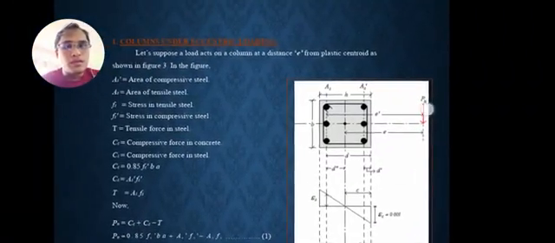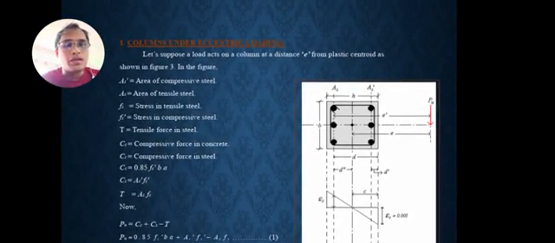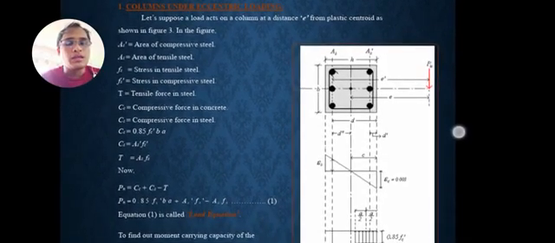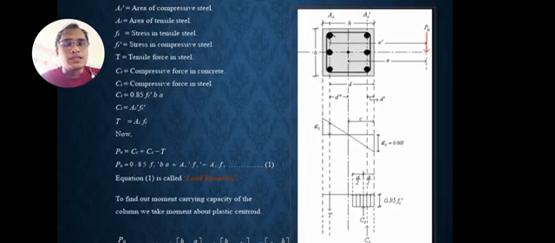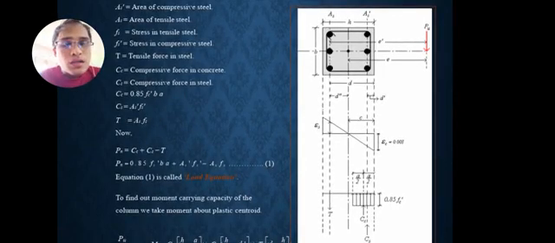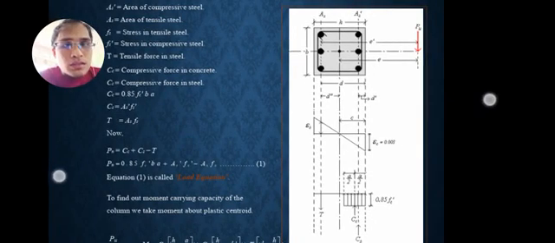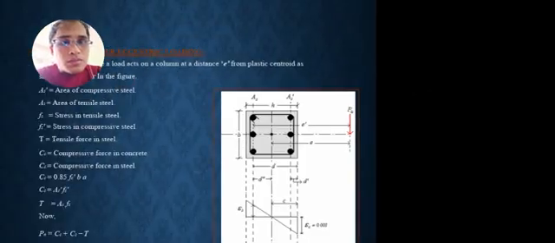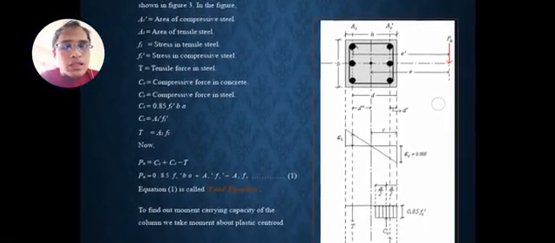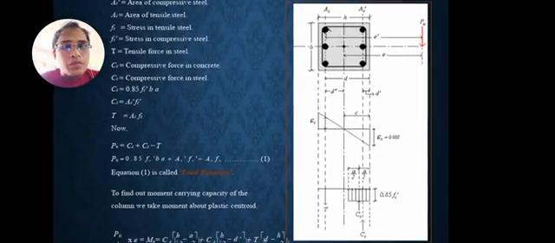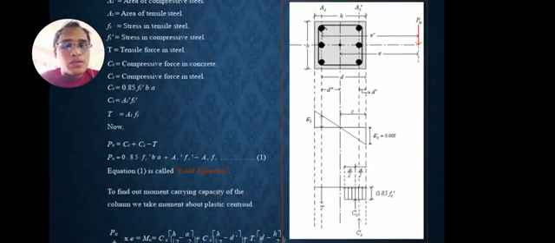A_s' is the area of compressive steel, and A_s is the area of tensile steel. f_s is the stress in tensile steel, and f_s' is the stress in compressive steel. T is the tensile force in steel, and C_c is the compressive force in concrete, and C_s is the compressive force in steel, where C_c is equal to 0.85 f_c' b a, and C_s is equal to A_s' f_s', and T is equal to A_s f_s.